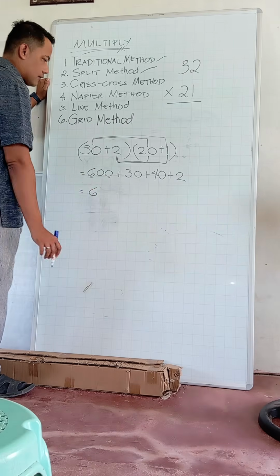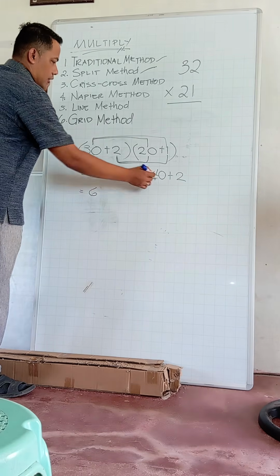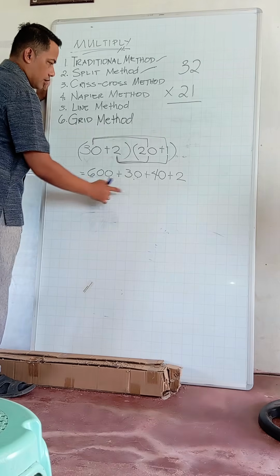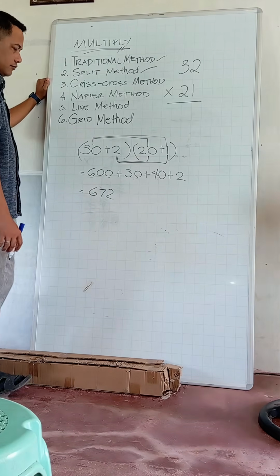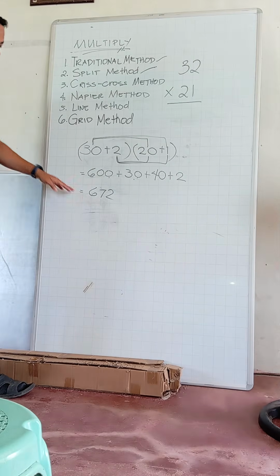600, we just write 6. 30 plus 40 is 70, and bring down 2. So same answer.